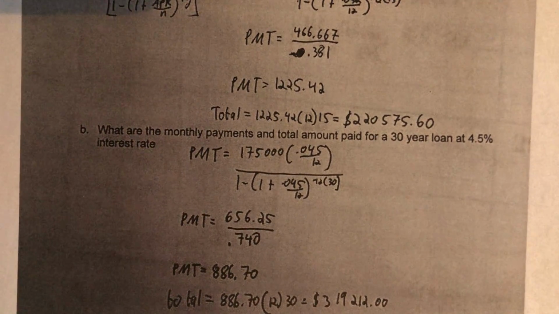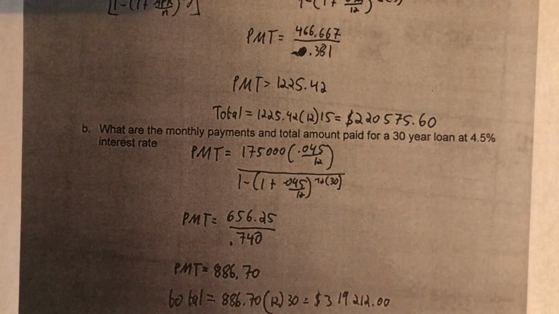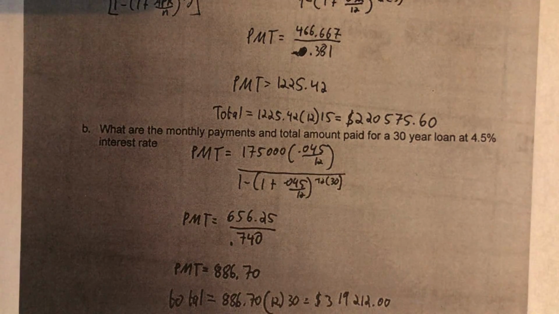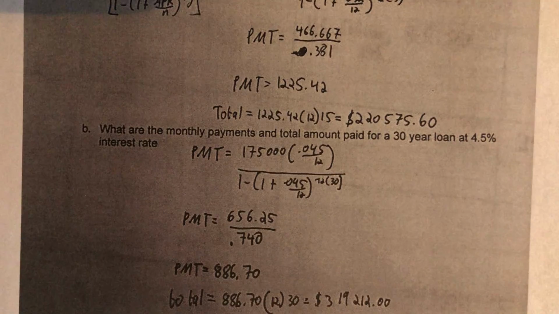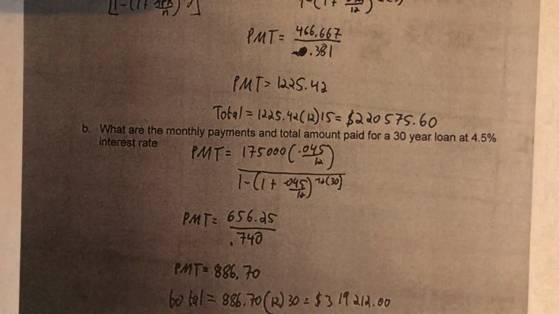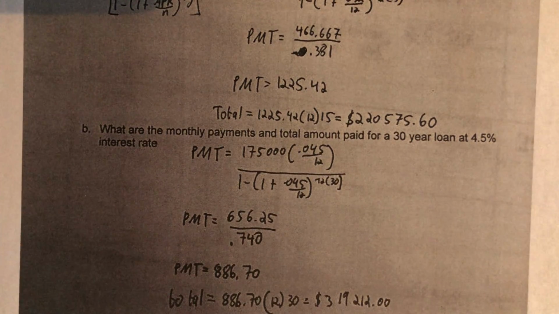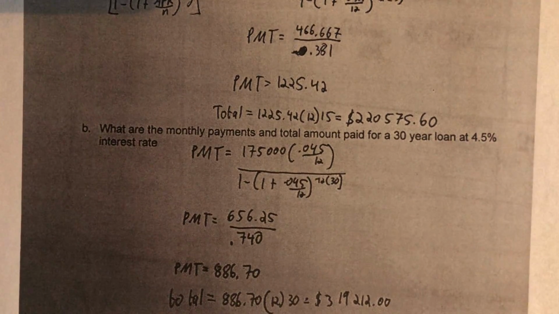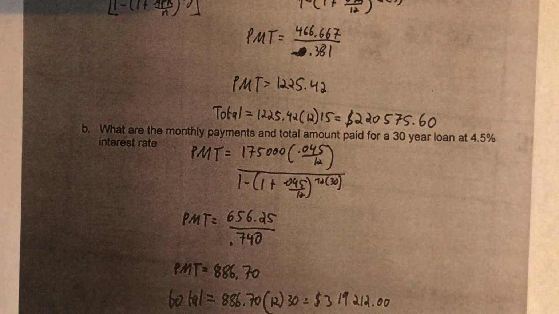Now, if you decided to go with the second option, we can get a 30-year loan at 4.5%. So 175,000 times 0.045 divided by 12. 1 minus 1 plus 0.045 divided by 12 raised to the negative 12 times 30. And we end up with 656.25 divided by 0.740, and we would have monthly payments of $886.70. So $350 less.